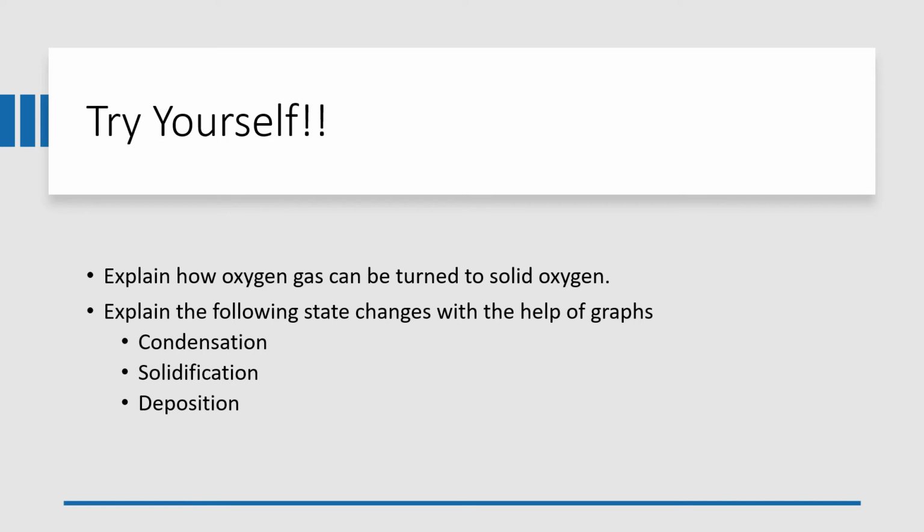Try these questions. First question is, explain how oxygen gas can be turned to solid oxygen. Second one, explain the following state changes with the help of graphs. The first term is condensation, the second one is solidification, the third one is deposition. After drawing all the graphs, compare them with the graph you have drawn in the previous video and study them.